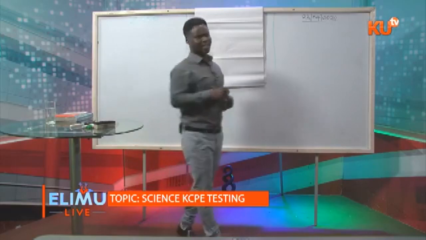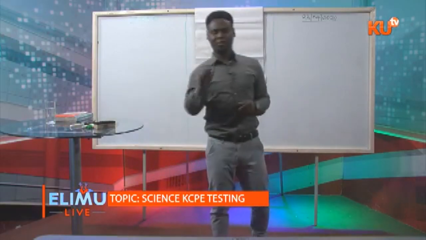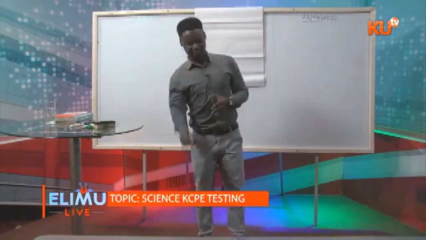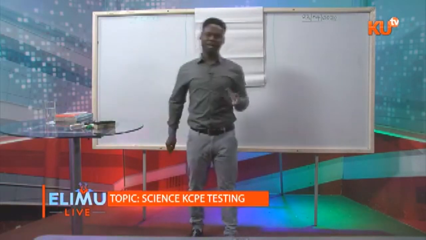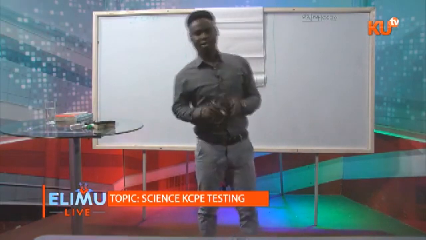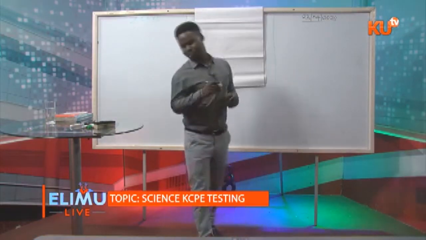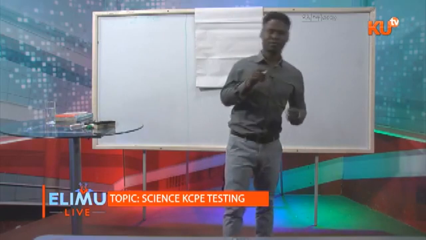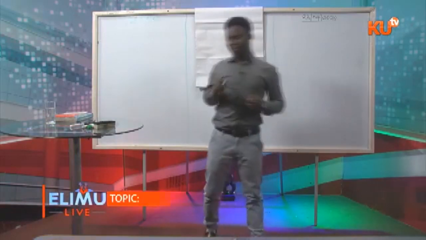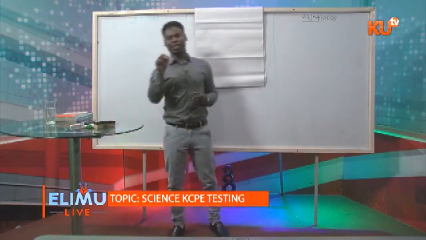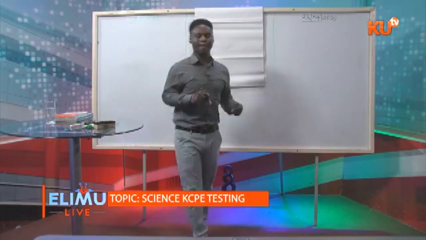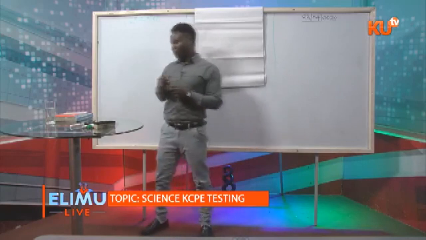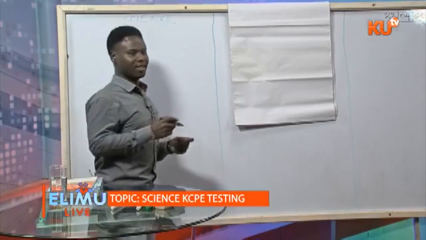Now, you will realize that in this Kcpe science paper, most of the questions come from the lower classes, from class 4, class 5, class 6, class 7, then a few questions from class 8. So majorly we are going to dwell on class 4, 5, 6, 7, and a bit of class 8, more so those areas that I'm very sure even this year will be tested. So allow me to start with the first topic, and that is the human body.